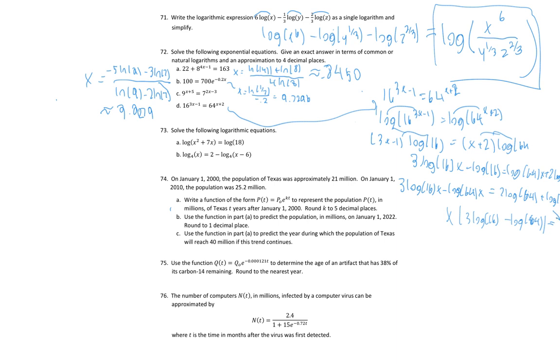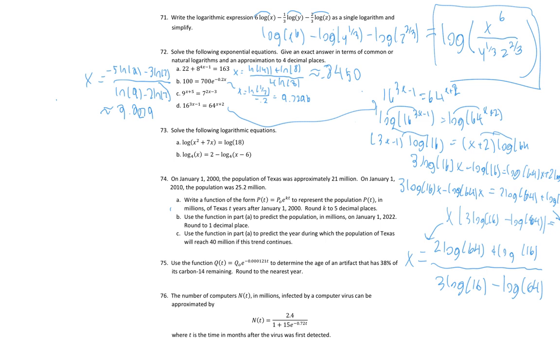I'm running out of space. And then I'll divide over. So I'll get x equals 2 log of 64 plus log of 16 over 3 log of 16 minus log of 64.